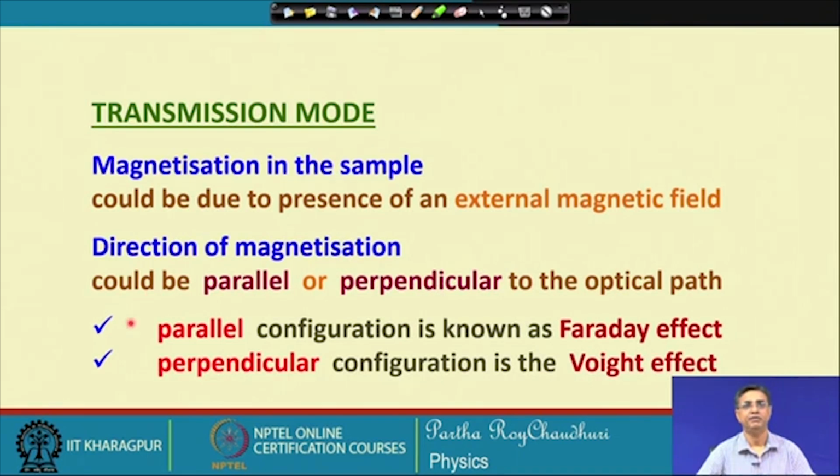When the magnetic field is parallel to the optical path, that is the direction of propagation of the optical beam, then the effect is known as the Faraday effect. And if the magnetic field and the light path are perpendicular to each other, that configuration is the Voigt effect.